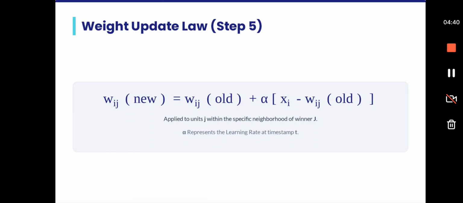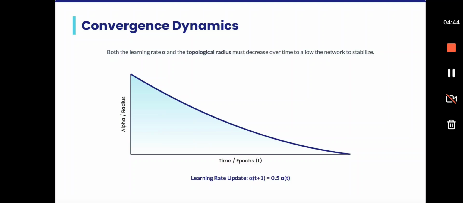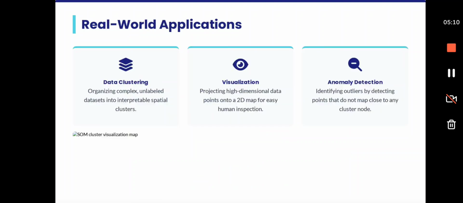Now let us understand the convergence dynamics. During training, both the learning rate and neighborhood radius decrease over time. In this graph, we can see alpha and radius gradually reducing as the epochs increase. This helps the network stabilize and improve accuracy. The update equations control the gradual convergence.